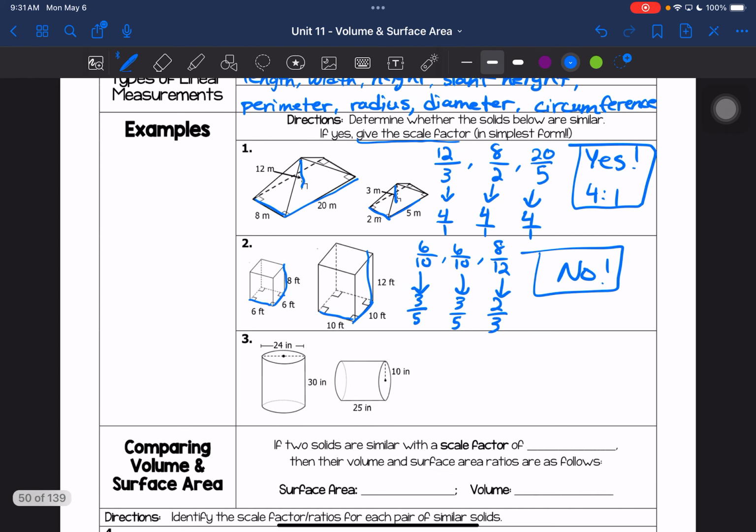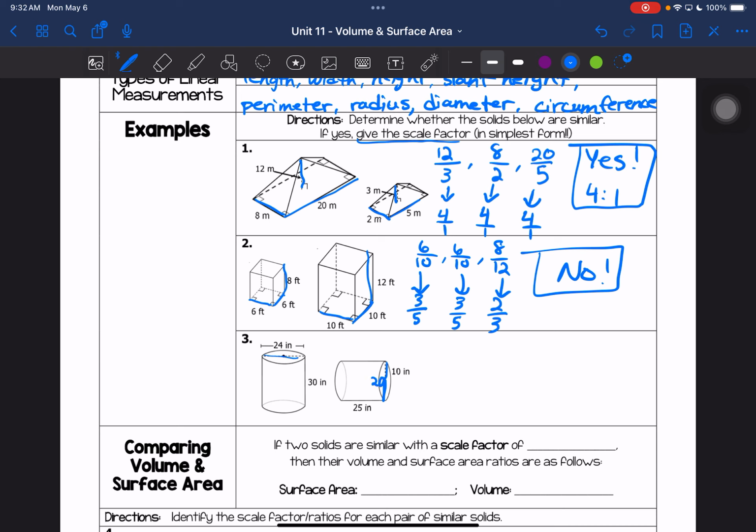Number 3, we have 2 cylinders, and we have the diameter on the one on the left, and then the one on the right only gives us the radius. So we want to compare the same types of measurements for each one. If we have the diameter on one of them, we want to make sure we have the diameter on the other. If the radius is 10, that means the diameter would be 20.